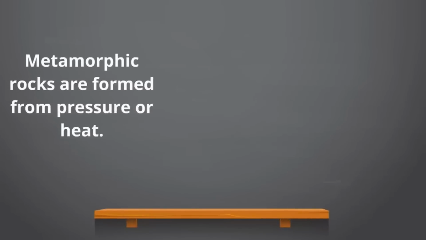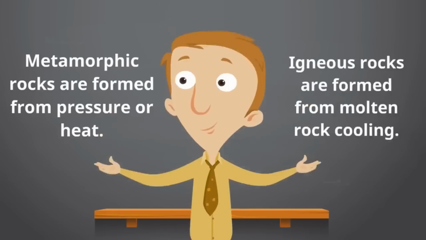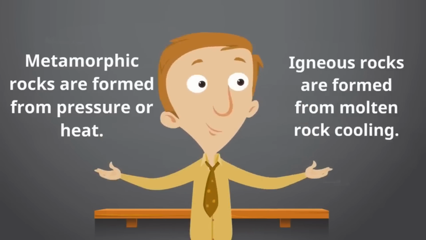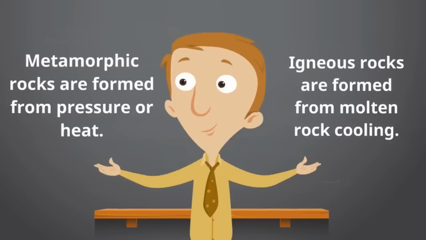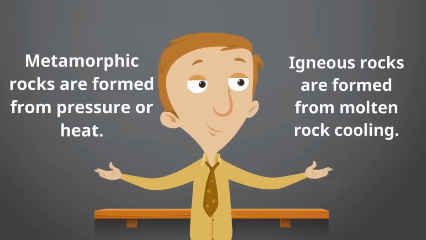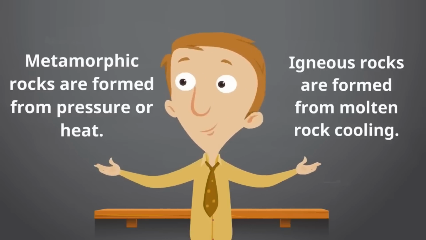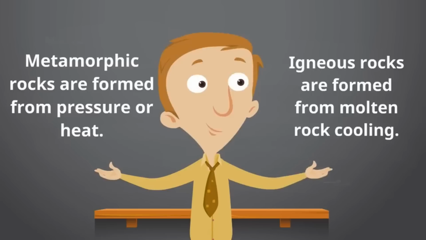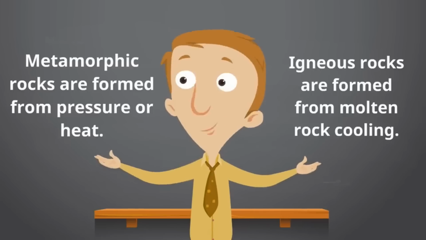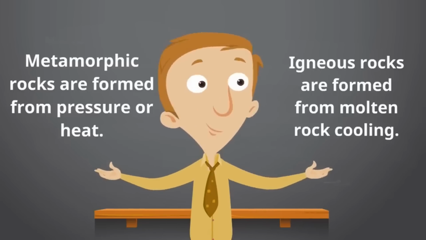Do you remember how metamorphic rocks are formed from pressure or heat? Well, igneous rocks are kind of the opposite, aren't they? Igneous rocks are formed from molten rock cooling. Isn't that interesting? Metamorphic rocks are formed from pressure or heat, and the igneous rocks are formed during this cooling of molten rock.